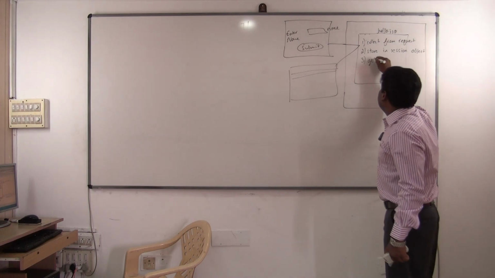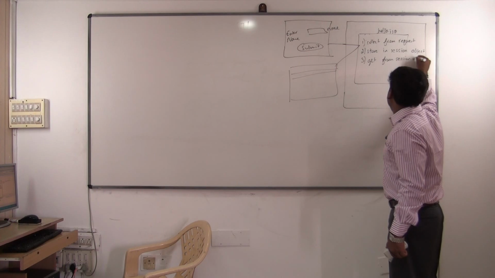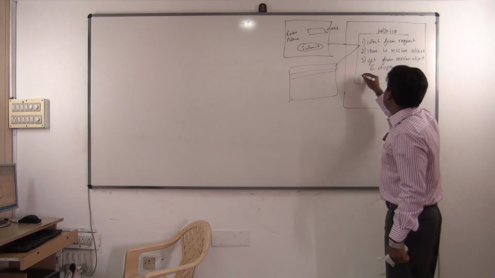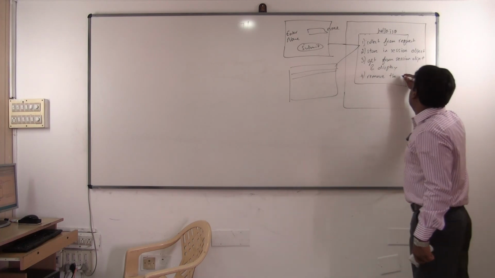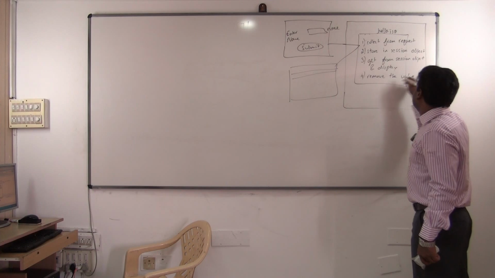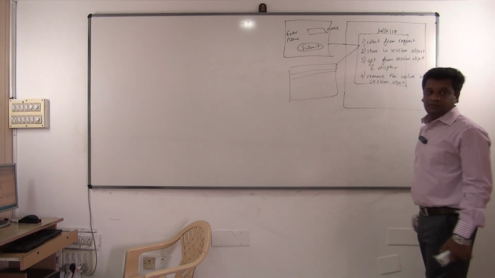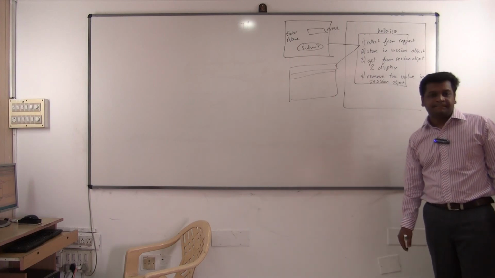Third, get it from the session object and display it again. And finally, when you are giving the response, remove the value in the session object. You have to remove it also. Whatever value you have stored, you should remove it. Tell me the logic for this.